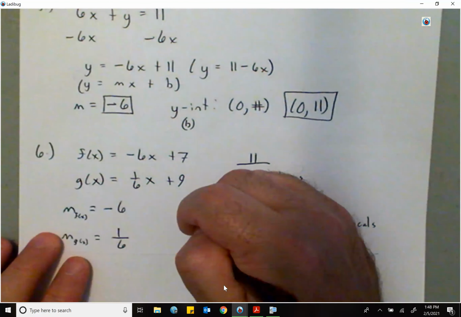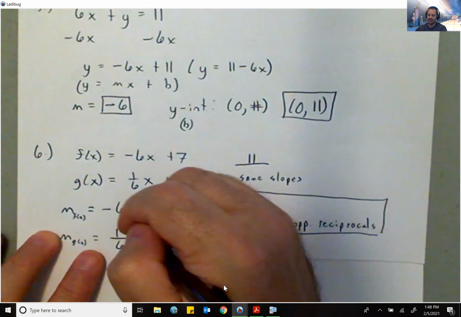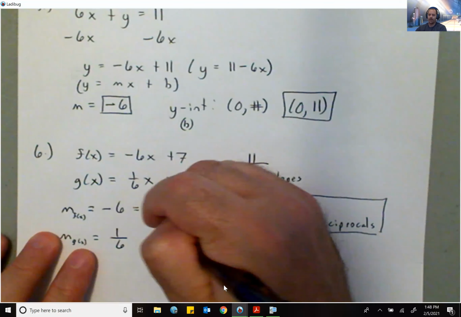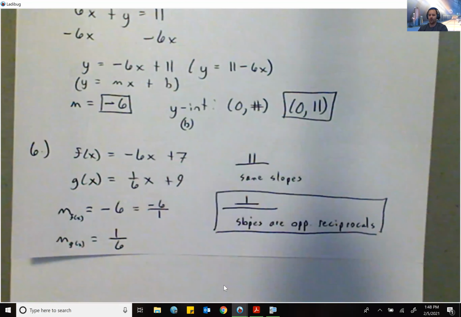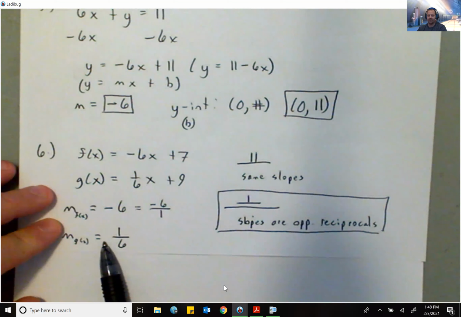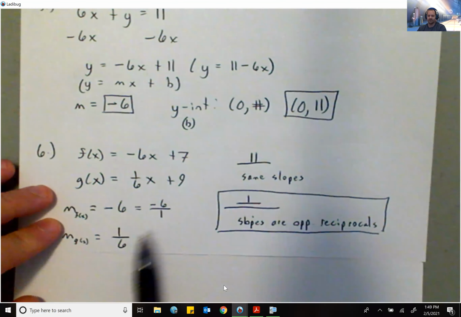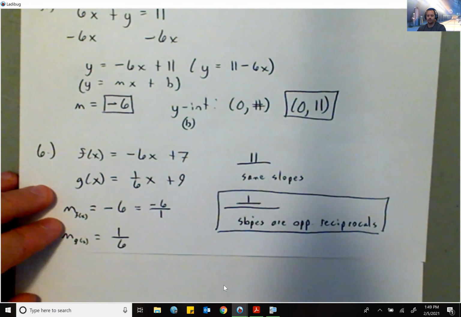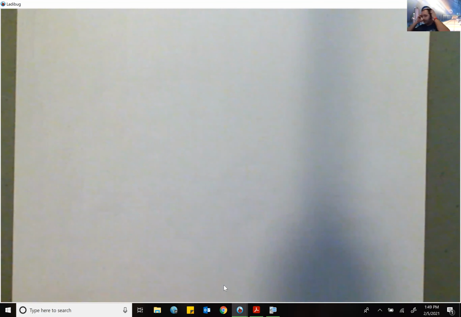They are perpendicular. Because remember, this slope of -6 really looks like -6/1. And so if I take the opposite of a negative, I get a positive. And if I flip this, I get 1/6. So they are opposite reciprocals. Does that make sense? Yes, sir. Good. All right, number 7.